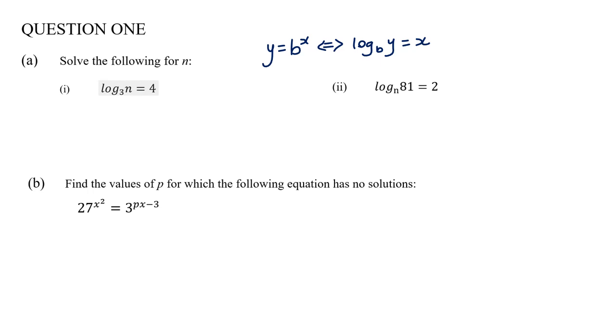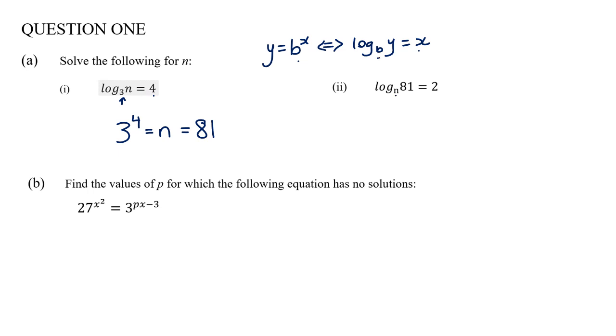So if you're looking at this one here, the 3 is the b here, so it's going to be there. The 4 is the x here, so it's going to go there. And the n must be your y. So 3 to the power of 4 equals n. So n is just 81. Happy with that? Next one, same thing.